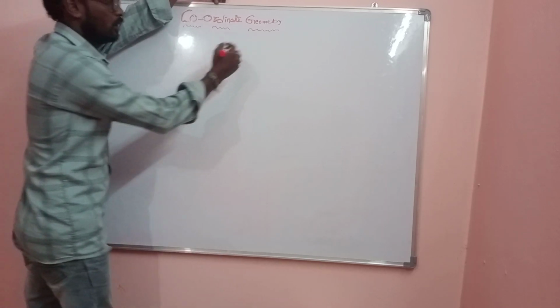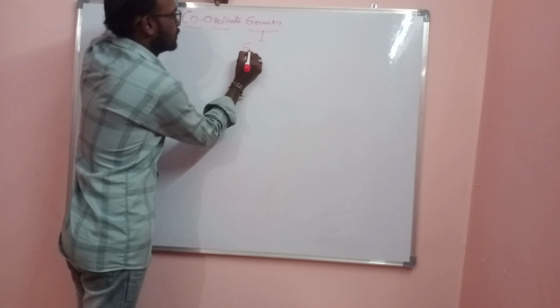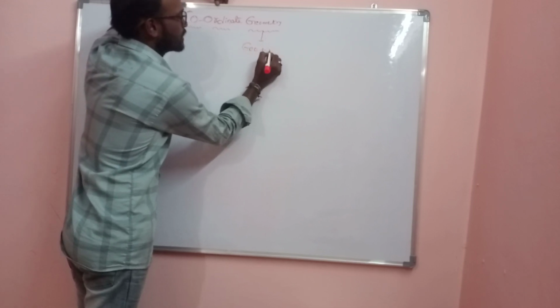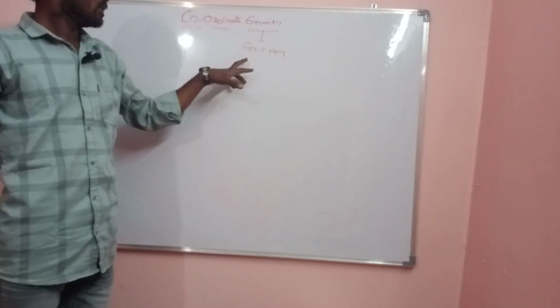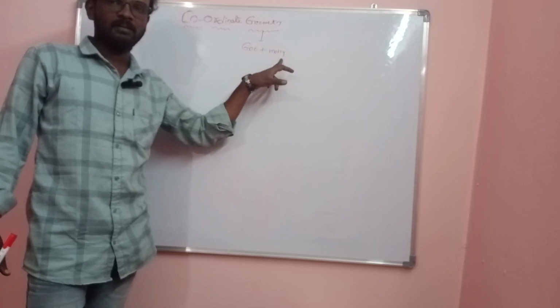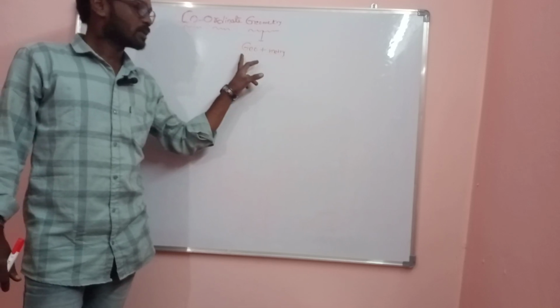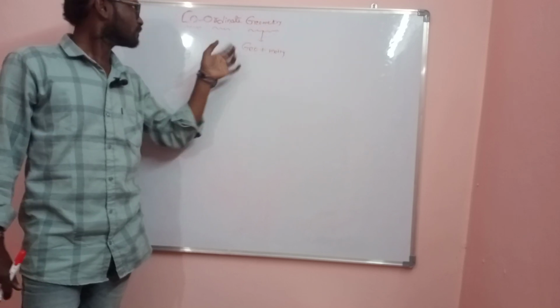Here, geometry means geo plus metry. Geo means earth, metry means measure. The study of earth is called geometry.